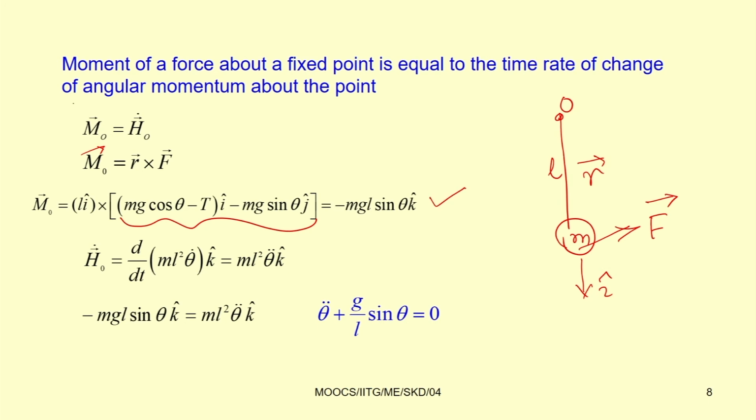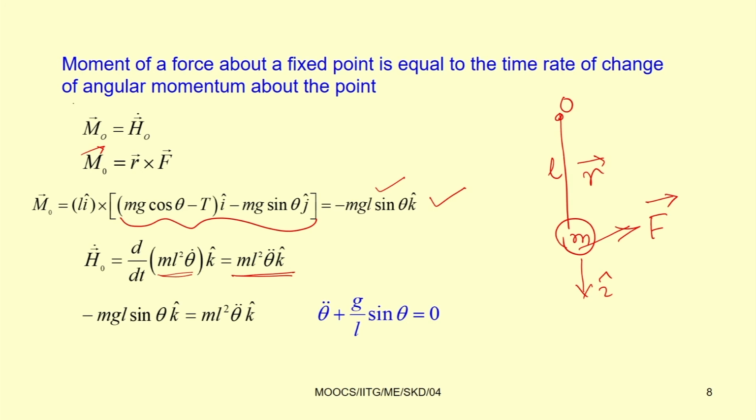Now H0 dot equal to d by dt of H0, where H0 is the angular momentum. Angular momentum equals I omega, where theta dot is the angular velocity, so it equals m L square theta dot. So H0 dot equals d by dt of m L square theta dot, taking place about k, which equals m L square theta double dot k. Now equating M0 equal to H0 dot, we write minus mgL sin theta k equal to m L square theta double dot k.